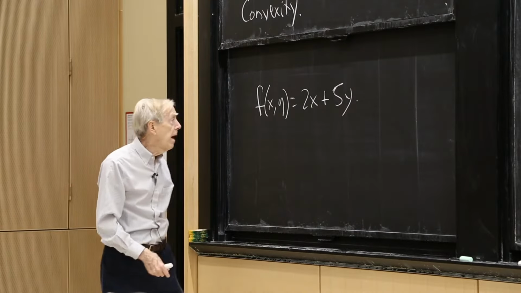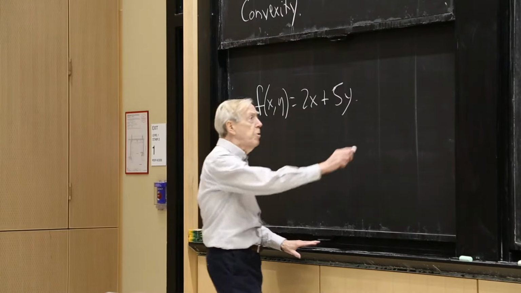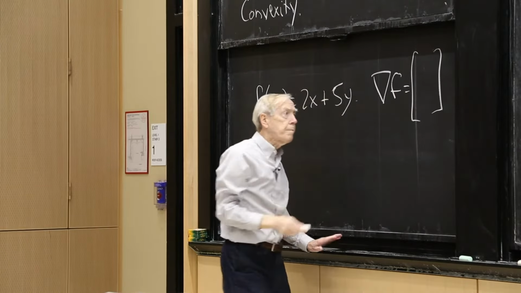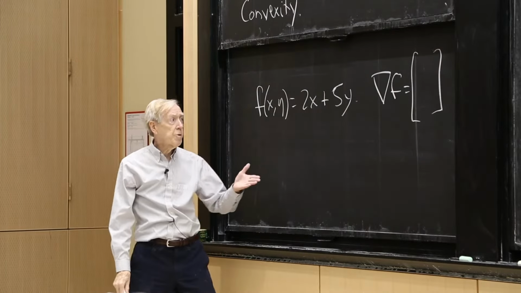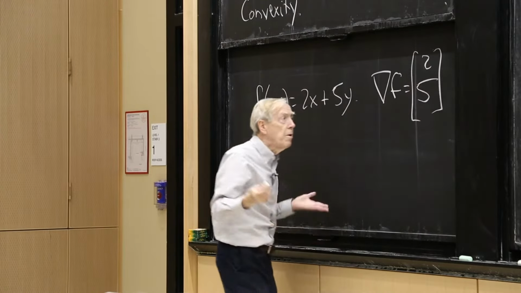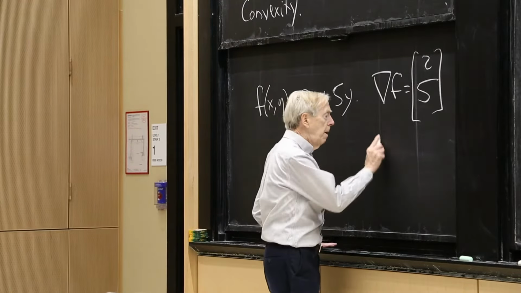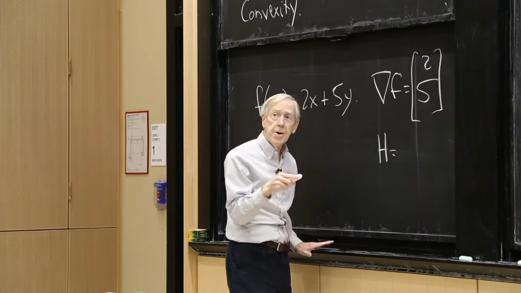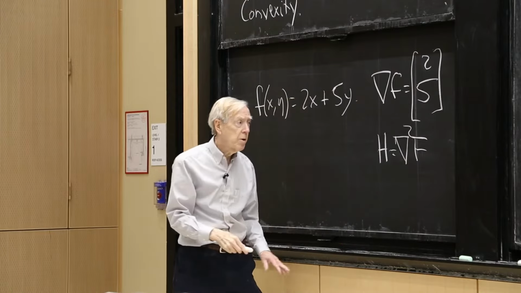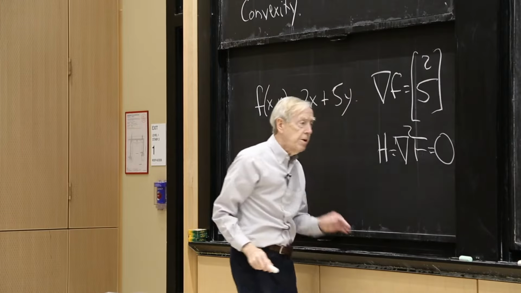So what's the gradient of that function? It's a function of two variables, so the gradient is a vector with two components, and they are the derivative with respect to x, which is 2, and the derivative with respect to y, which is 5. So in this case, the gradient is constant, and the Hessian, which I often call H, or del squared f, would tell us we're taking second derivatives. The second derivative is obviously 0 in this case.